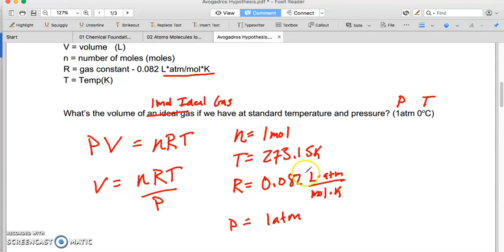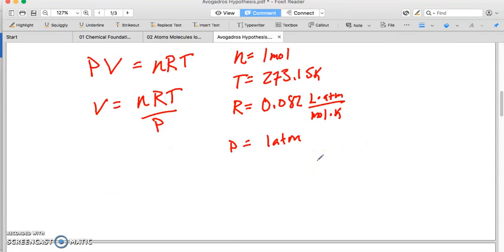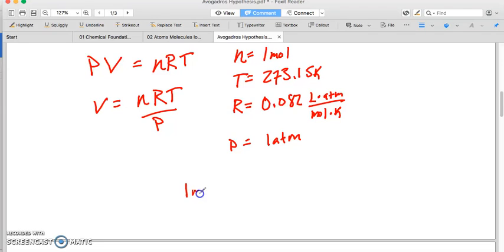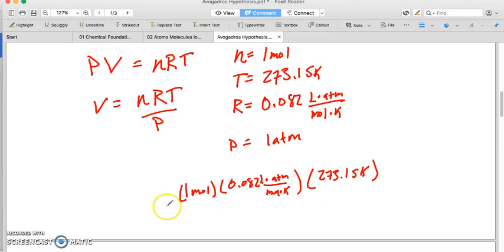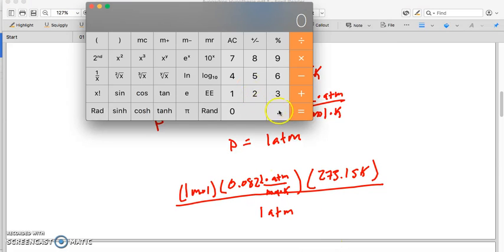All right, you plug these numbers in, you'll get V. So let's go ahead and do that real quick. 1 mole. R, we've got 0.082 liters times ATM per mole times Kelvin. T, we've got 273.15 Kelvin over P, which is 1 atm. So we don't have to worry about these ones, right? So it's 0.082 times 273. Let's do that math real quick. Okay, 22.4.